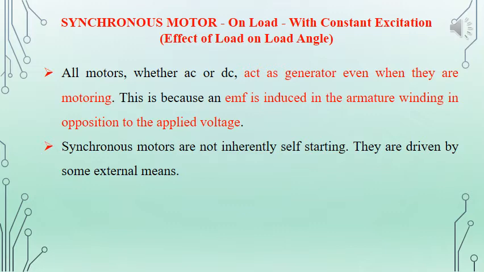For example, in the case of DC motor, we have a term back EMF, and we have the general equation that is written for terminal voltage as V equals EB plus IA RA, where IA RA is the drop in the resistance of the armature.